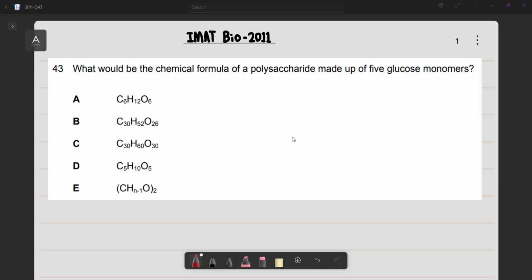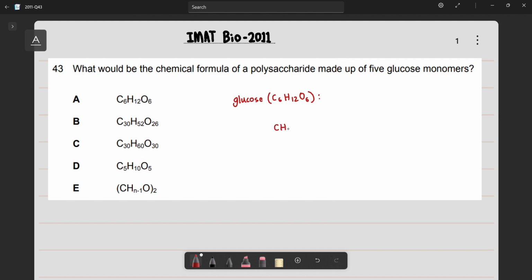Okay, so I'm going to draw a quick structure to show exactly how the structure of this polysaccharide is. First of all, I'm going to draw the structure of glucose. So glucose, you must know that the formula is C6H12O6. Okay, so this is the chemical formula of a single glucose. Now I'm going to draw the displayed diagram of the glucose chemical structure.